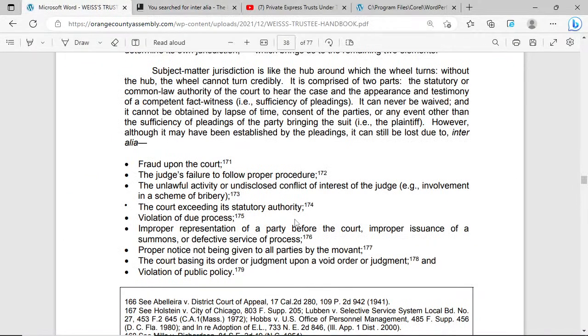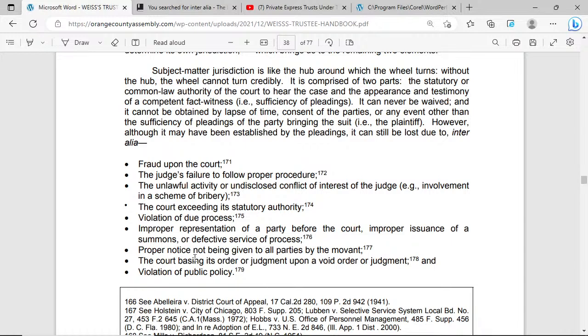Okay. Fraud upon the court, the judge's failure to follow proper procedure. And here we go. The unlawful activity of undisclosed conflict of interest of the judge. The court exceeding its statutory authority. Violation of due process. Improper representation of a party before the court. Improper issuance of a summons. Or defective service of process.